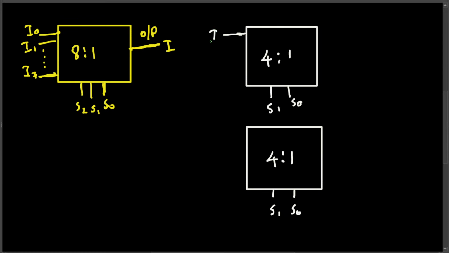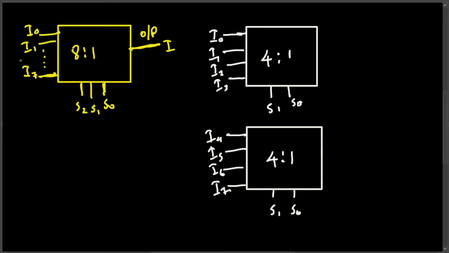So starting from I0, I1, I2, I3, I4, I5, I6, I7. Now we have got all the inputs exactly like this, because here I'm starting from I0 to I7, but when we have two 4x1, we can get the same thing, I0 to I7.